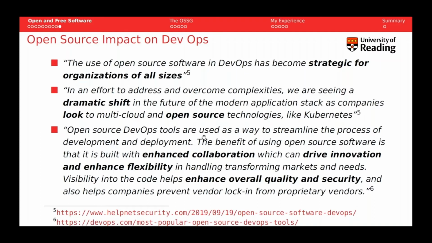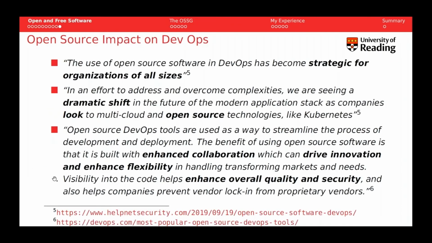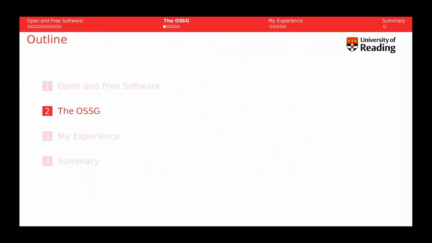And then we see here open source DevOps tools. They streamline the process of development and deployment. The benefit of open source is enhanced collaboration. It drives innovation and enhances flexibility in transforming markets and needs. And the visibility into the code helps enhance overall quality and security. And exactly, it helps companies prevent vendor lock-in from proprietary vendors. So these are just citations from some stakeholders. There are many more that you can find. And how would you argue with this and say there's a need to have proprietary software?